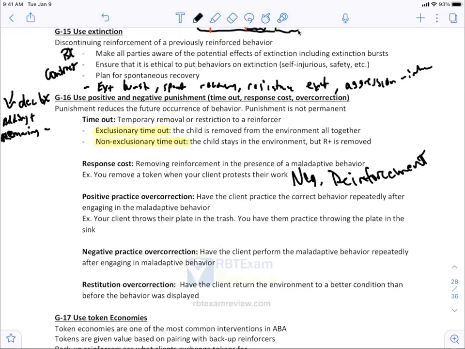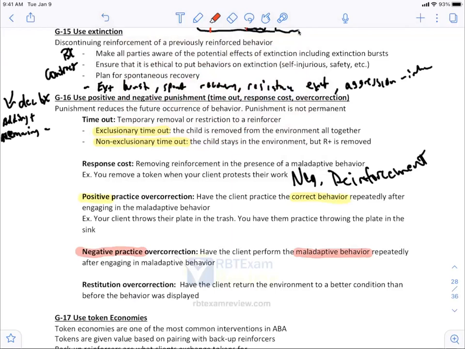Overcorrection. Positive practice overcorrection: having the client practice the correct behavior repeatedly after engaging in the maladaptive behavior. Keyword here, correct behavior. Positive practice is correct. What is negative practice? Negative practice is maladaptive or incorrect behavior. That's the distinction. With positive practice, you're going to do the correct behavior over and over again. Throw away your trash, throw away your trash over and over. Negative practice, maladaptive behavior repeatedly. If they color on the walls, you might have them color on the walls over and over again, for example.